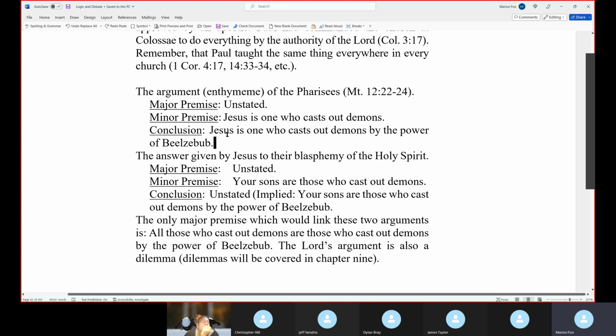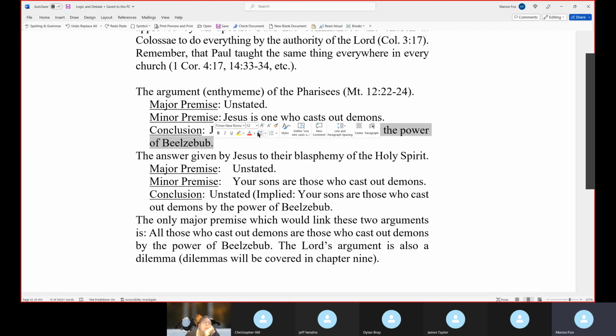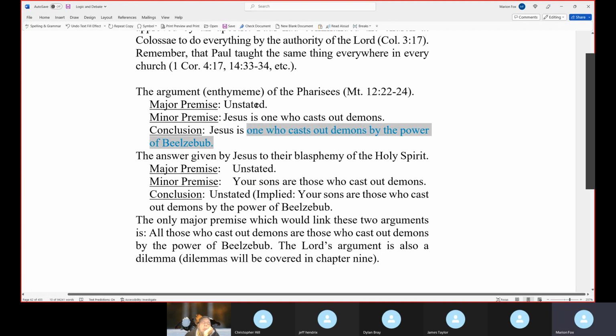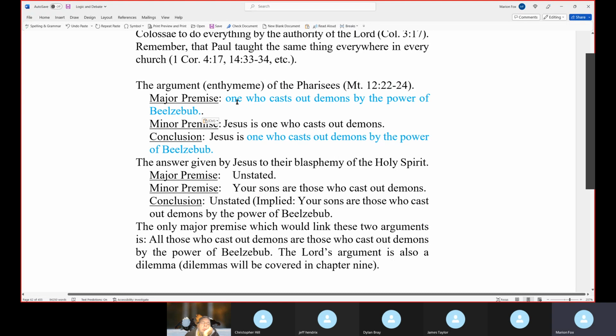Now let's reconstruct it. Let's put this in right here. Right here's your minor term, Jesus. And there's your major term here. I'm not even going to highlight that. I'll leave it black. All right. One who cast out demons by the power of Beelzebub. All right. I'm going to make that blue. I'm going to pick it up and put it up here. And we'll have here, up here. There's your major term right there, blue.